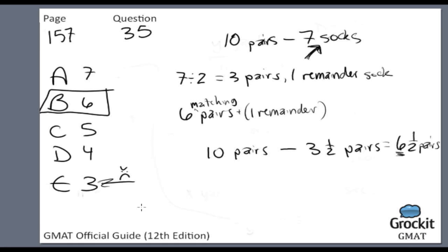Do note that answer choice E is our trap. This is the answer if we tried to figure out what's the smallest number of pairs he could have left. In that case, we would want 7 individual socks, so no pairs of socks at all disappear. So if he lost 7 individual socks, that means he would only have 3 pairs left. So choice E is the answer to a question the GMAT wasn't asking. Choice B is the answer to the question it was asking.